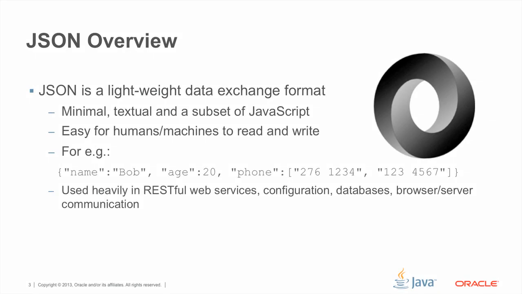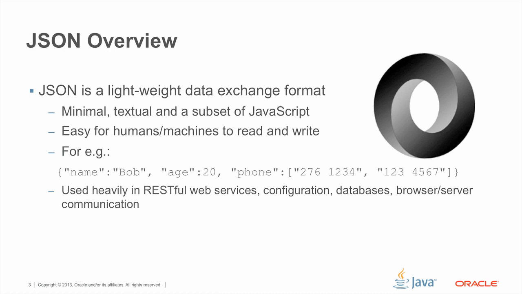So what is JSON? JSON is primarily a textual, lightweight data exchange format. It's very minimal in representation. It's very easy for humans and machines to read and write. And it's used heavily in RESTful web services, since it's part of most browsers that support JavaScript. And since it's native to the browsers, it's heavily supported in browser and server communication.